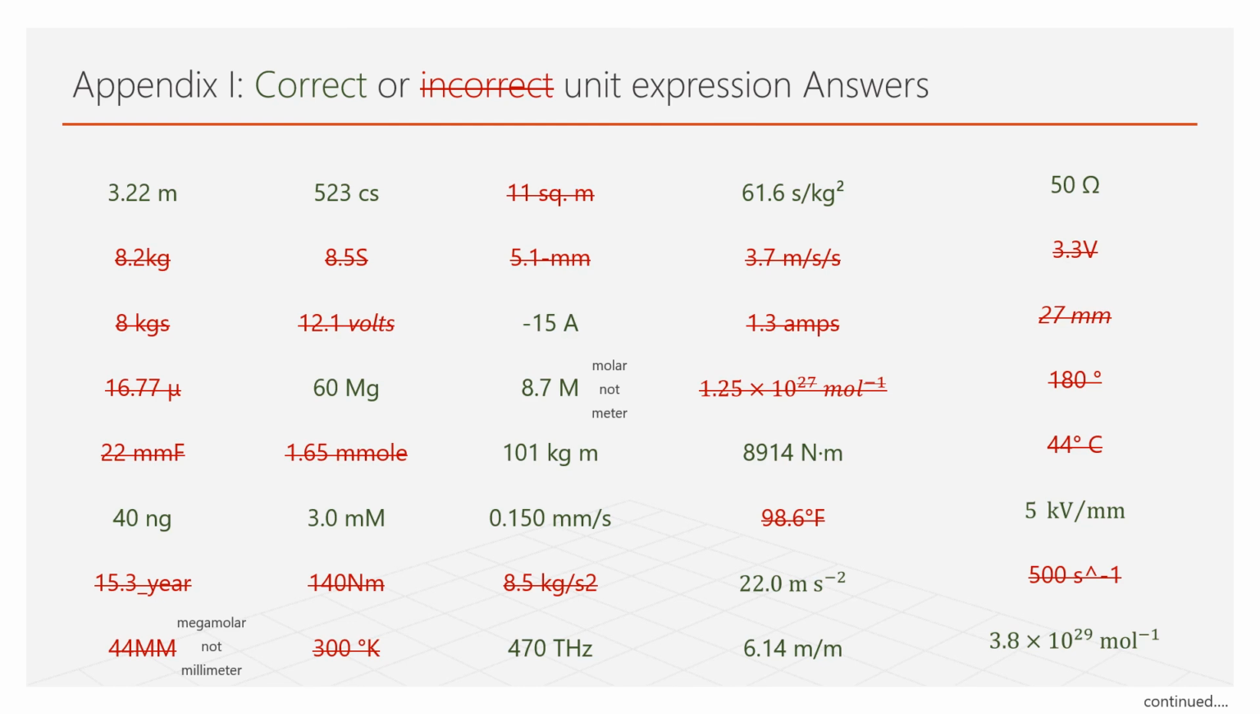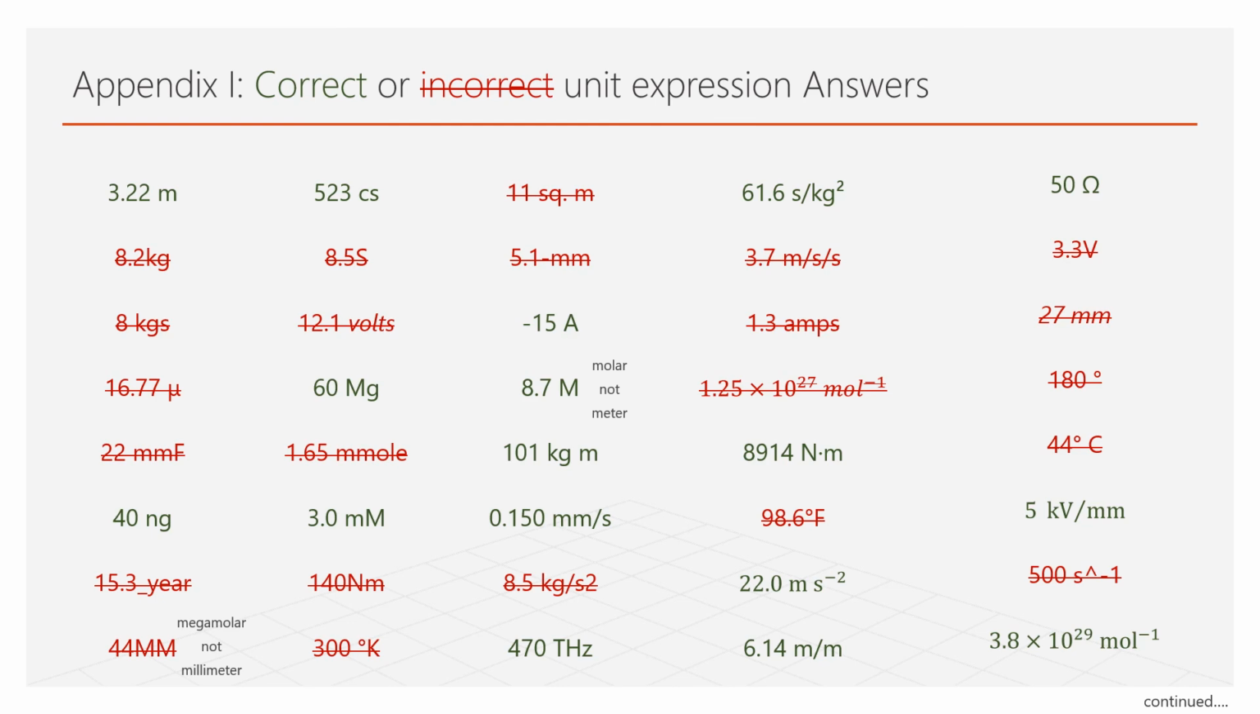In the next row, 16.77 micro or micron. Micron is a deprecated unit. You need to write micrometer. So put the micro symbol and then use M for meter. The next one, 60 megagrams. That's an unusual unit, but it is correct. And the third one, 8.7 molar. If you mean molar, that's fine. That's an incredibly high concentration. If that's what you mean, then that's okay. If you meant meter, you should use a lowercase letter m. And the next one, mole, is written in italics, which is incorrect. And in the last one, 180 degrees, you should not have a space between the 180 and the degree sign.